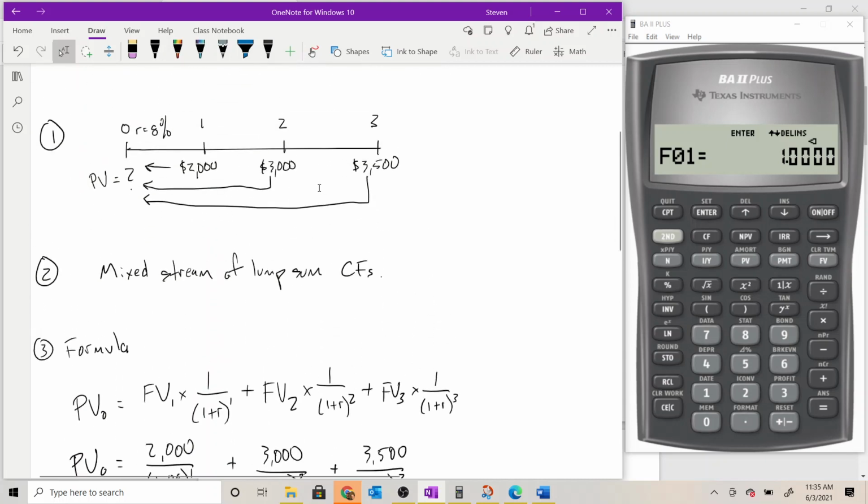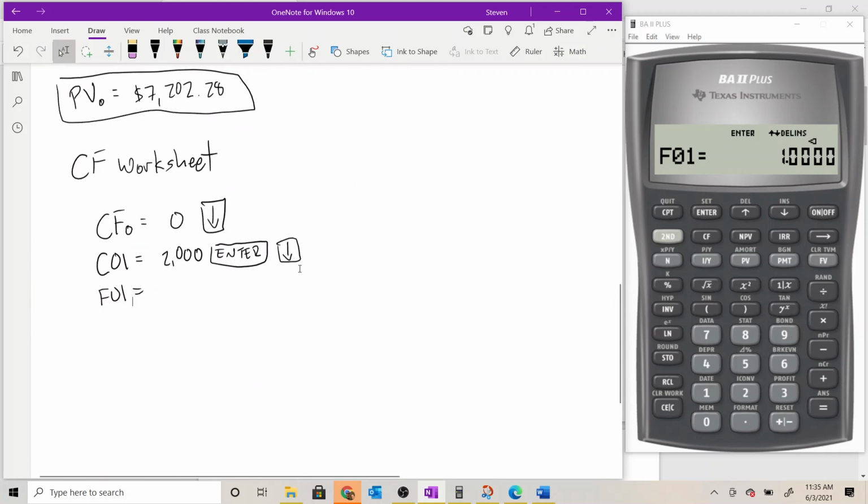And if we look back at our timeline, the next cash flow is different. It's $3,000. And so this $2,000 cash flow only happens once in a row. We only see it once. So we want to leave F01 set to 1, which it is by default. Okay, so we can leave that alone. You see the sideways triangle in our decimal, so it's already a stored value. We don't have to press enter. We can just hit the down arrow key to go to the next entry.